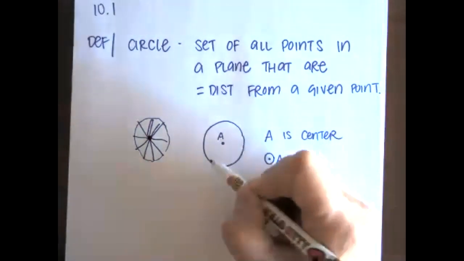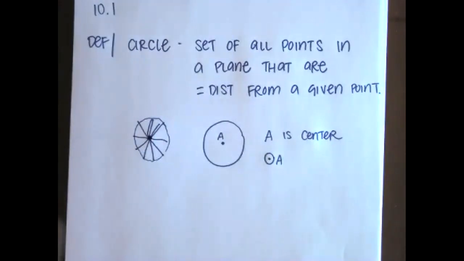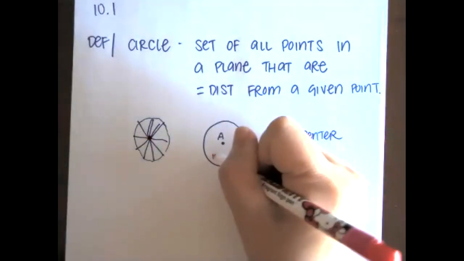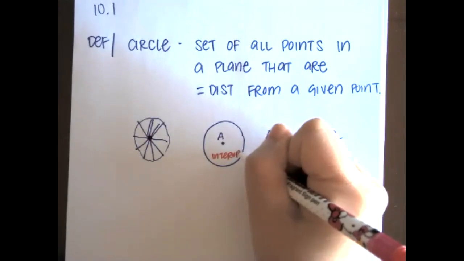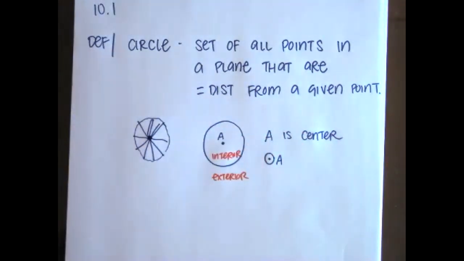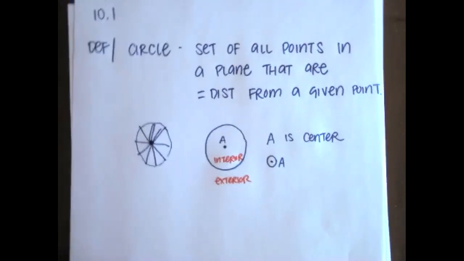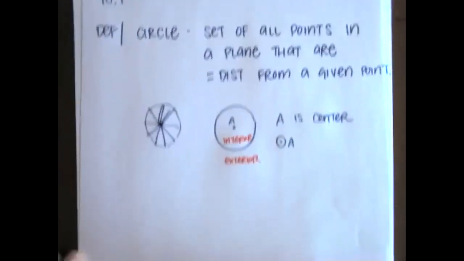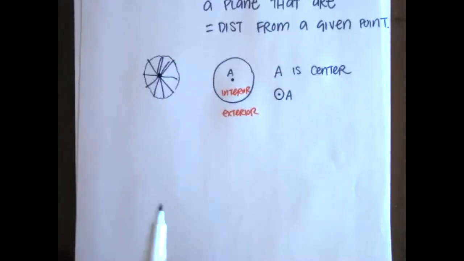Okay, so this is the interior, inside the circle is the interior, and exterior is outside the circle. That makes sense. That's pretty straightforward. Okay, so more parts of a circle.